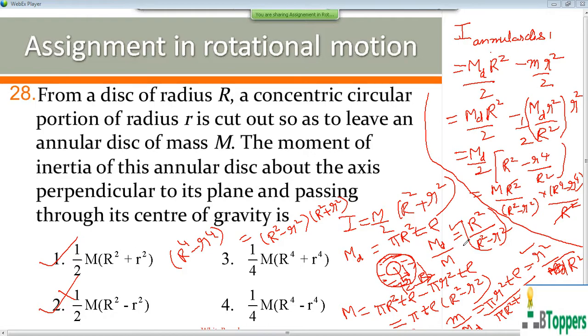Those who want to copy the solution of the problem, please take a pause and copy the solution, finish writing up to here, and complete the calculation by writing capital R power 4 minus small r power 4 equal to capital R square minus small r square multiplied by capital R square plus small r square. Once you finish copying the solution of this problem, I will be continuing the discussion of the remaining 2 questions, and I will be showing the next assignment also in my next class.